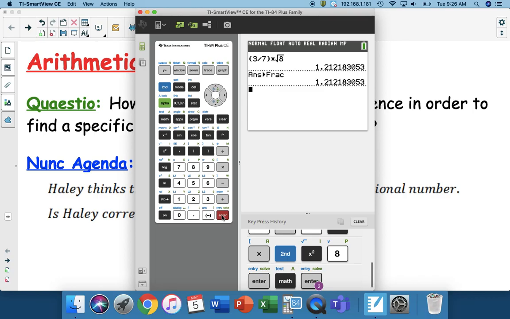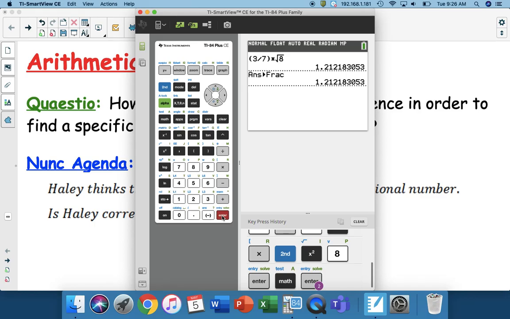I apologize. Let me repeat that. Let me fix that. It's also early in the morning for me. After you multiply, you get your decimal. After you press math, frac, you should be getting a fraction. If you do not get a fraction, that means it's an irrational number. If you did get a fraction, then it works. But if it did not get a fraction, then it's an irrational number.